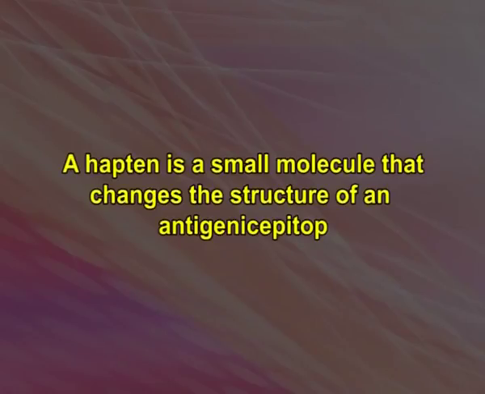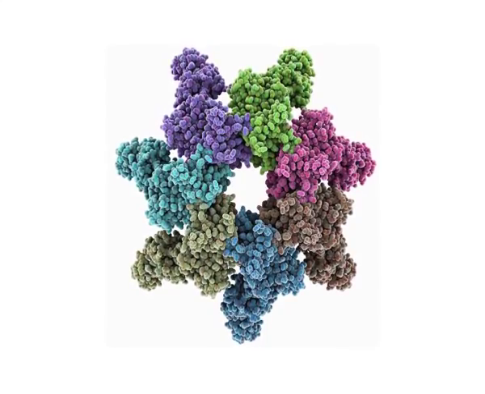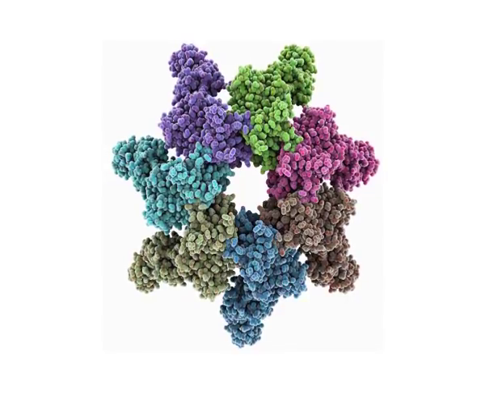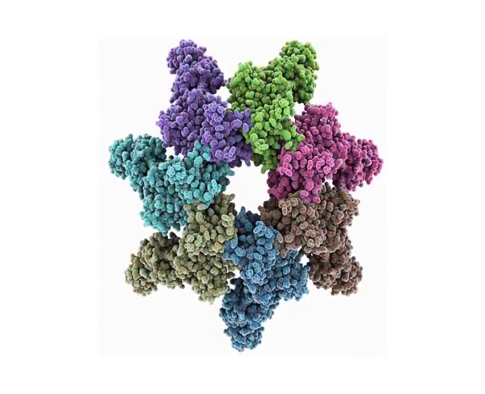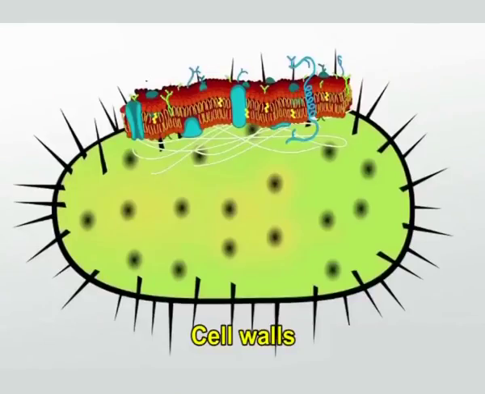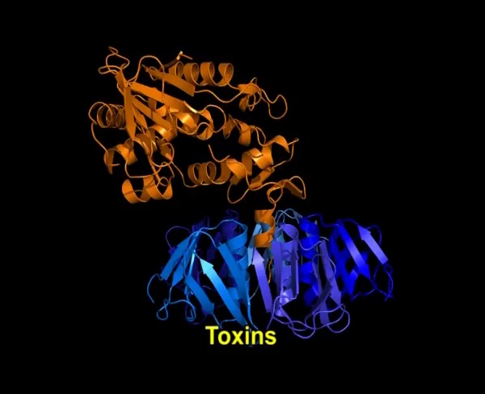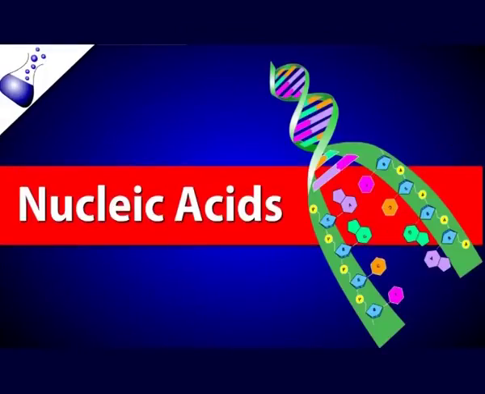A hapten is a small molecule that changes the structure of an antigenic epitope. In order to induce an immune response, it needs to be attached to a large carrier molecule such as a protein. Antigens are usually proteins and polysaccharides, and less frequently lipid. This includes parts, that is coats, capsules, cell walls, flagella, fimbriae and toxins of bacteria, viruses and other microorganisms. Lipids and nucleic acids are antigenic only when combined with proteins and polysaccharides.